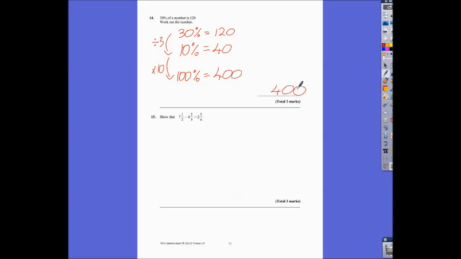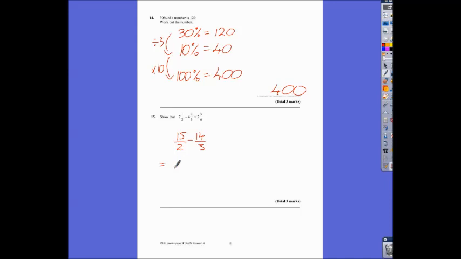Question 15. Show that 7.5 take away 4 2/3 is 2 5/6. Well, these are mixed numbers, so we need to first of all convert these to improper fractions. So 7 times 2 is 14, add your 1 is 15, so that'd be the same as 15 halves. 4 times 3 is 12, add your 2 is 14, so that'd be the same as 14 thirds. So we've now got them as improper fractions. We now want a common denominator.